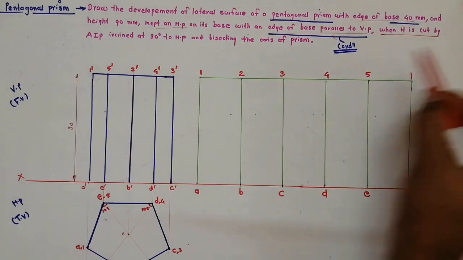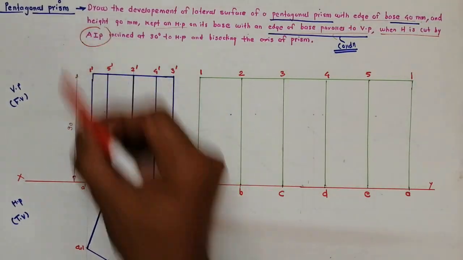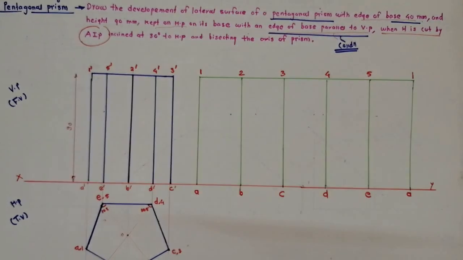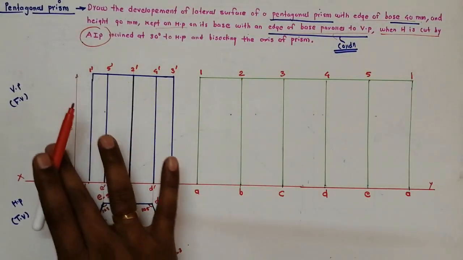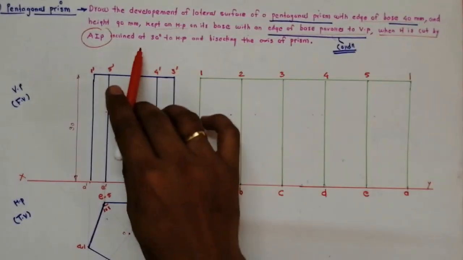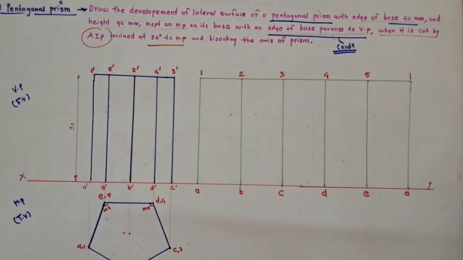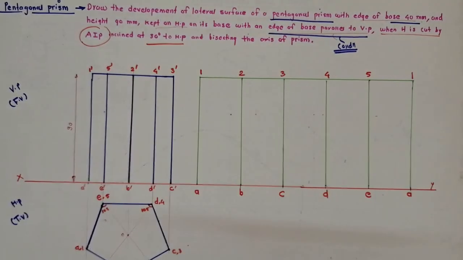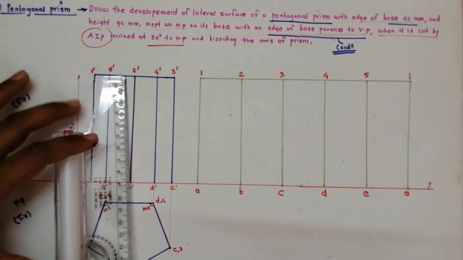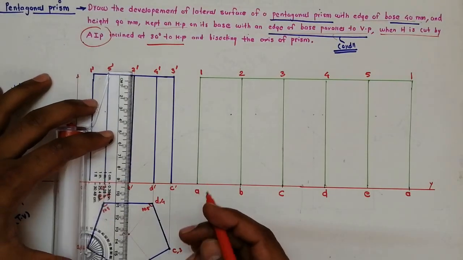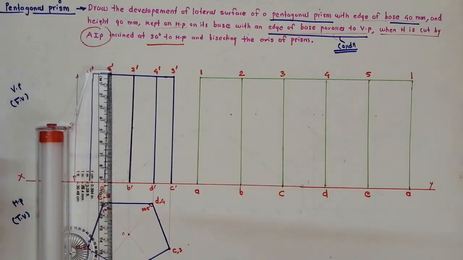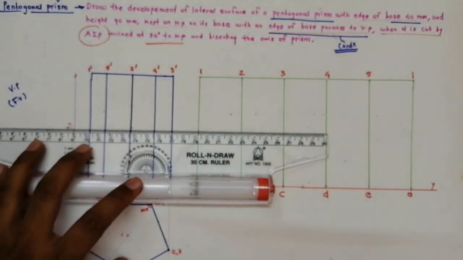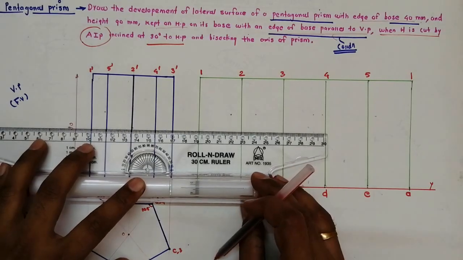Now when it is cut by the AIP, the cutting plane cuts our front view. In all the problems I have told you, the cutting plane cuts the front view at 30 degrees and bisects the axis of the prism. Bisecting the axis means we first take the midpoint of the axis. Then, as I have told you, draw a horizontal line there.